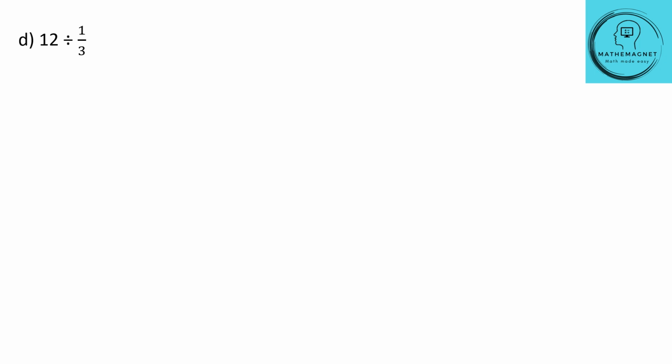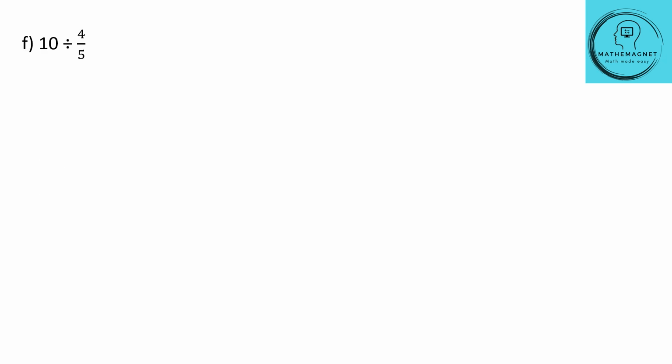The next question, 12 divided by 1 by 3. What are we supposed to do? We'll change the division to multiplication and flip the fraction. It becomes 12 into 3, which is equal to 36. Question E, 6 divided by 3 by 8. Division becomes multiplication and the right side fraction is flipped. So it becomes 6 into 8 by 3. So 3 and 6 cancel out each other 2 times. So it becomes 2 into 8 equal to 16.